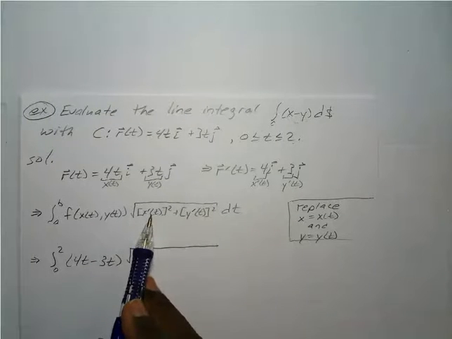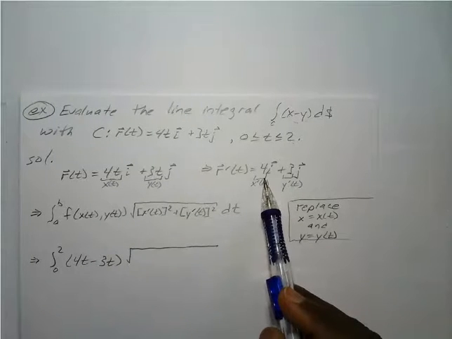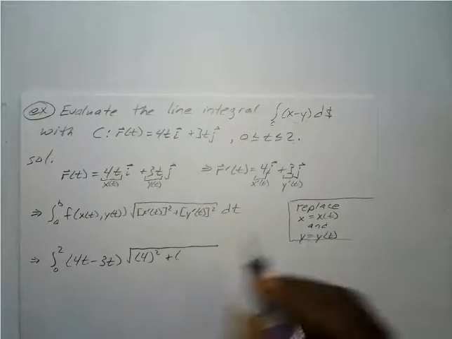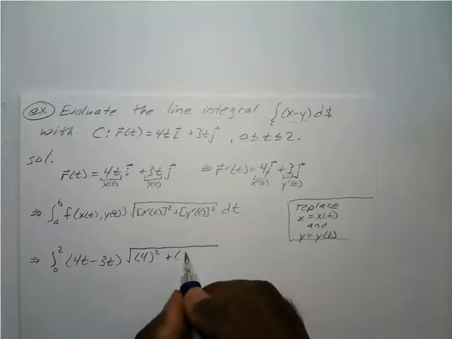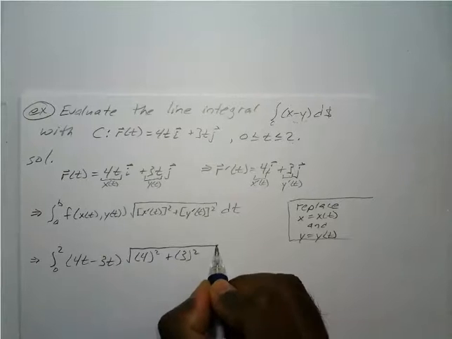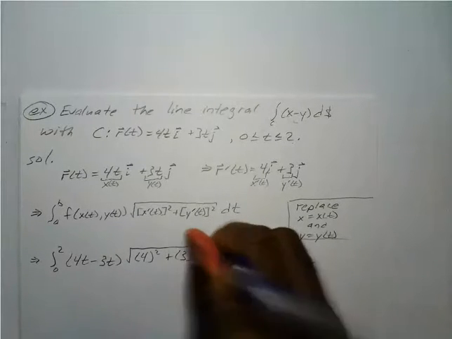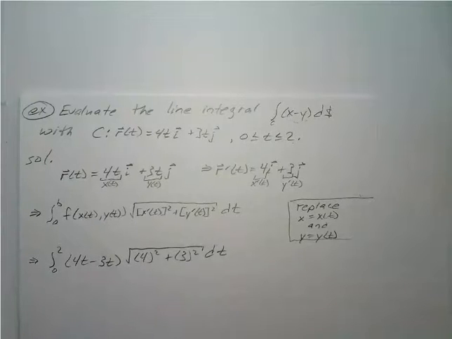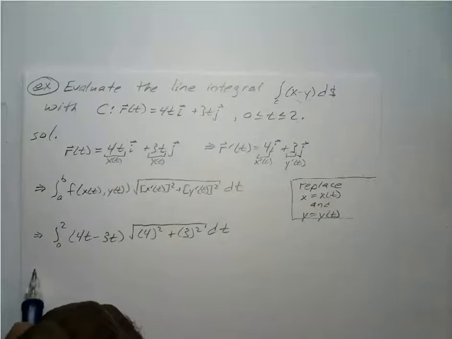times the square root of x prime of t squared, so your x prime of t is 4. So that's 4 squared plus your y prime of t is 3, 3 squared. Shorten that up a little bit, with respect to t. Okay. Once you get all of your components, you just go ahead and start integrating.